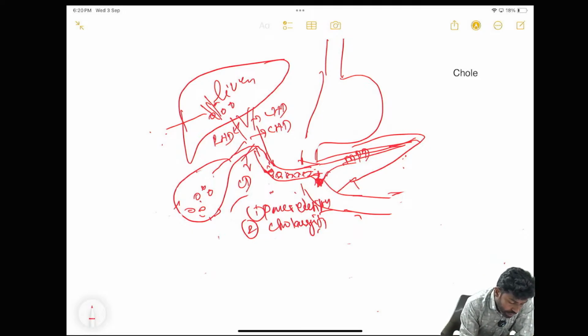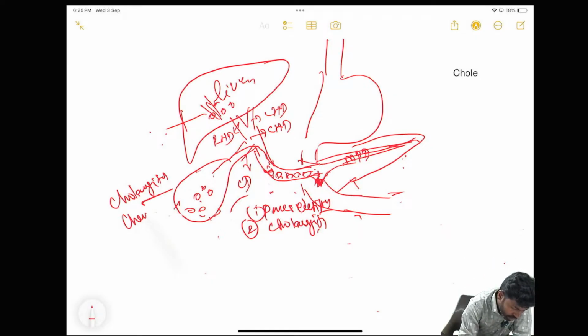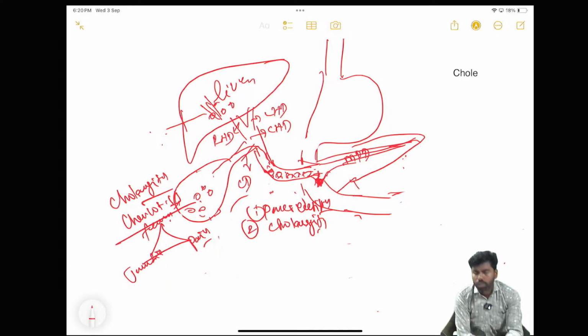Suppose you are talking about cholangitis, you should know what is Charcot's triad: fever, jaundice, and abdominal pain. If these three are present, that is called Charcot's triad. Charcot's triad means intermittent fever, intermittent jaundice, intermittent pain. These three things are present due to the stones, and in acute cholecystitis also these three may be there.